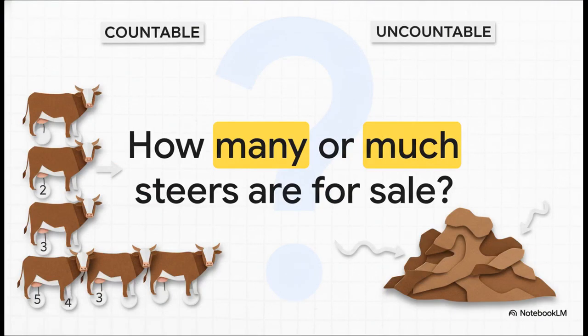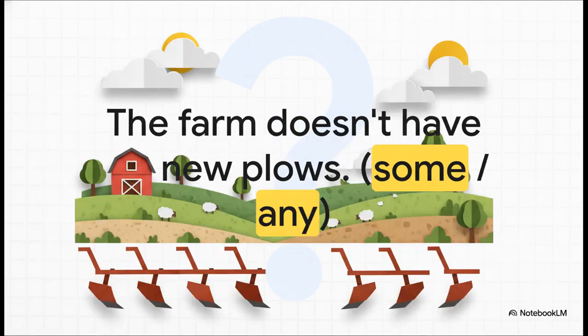Okay, next step. You're looking to buy some animals. Would you ask, how many steers are for sale or how much steers are for sale? Well, you can definitely count steers one by one, right? So the correct question is, how many? And for our last practice question, let's fill in the blank. The farm doesn't have some new plows or any new plows. Remember the rule for negative sentences? That little word doesn't is our clue. It means we have to use any. The farm doesn't have any new plows.